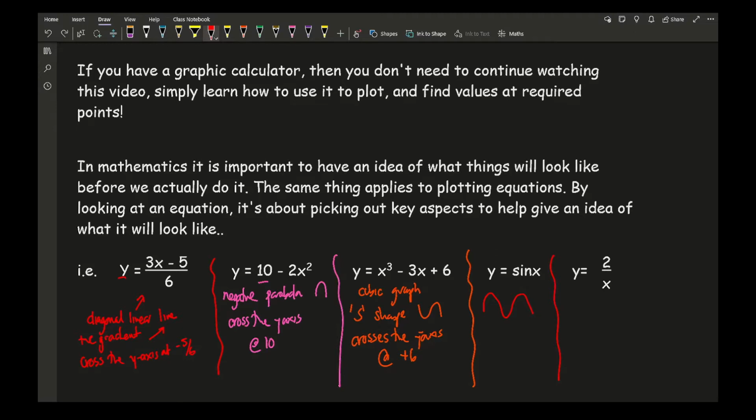Now, moving on to the last example here, we know that this is what we call a reciprocal graph. So we know that from the set of axes, it's going to look something like this, because obviously the one value that x can't be is 0. So obviously it's going to be asymptotic to that particular value. And again, whenever you are doing your sketches, always make sure that you are labeling your axes and generally using a ruler for your axes.